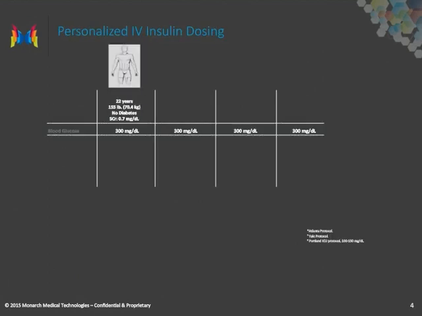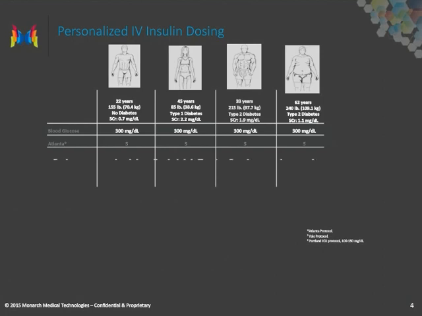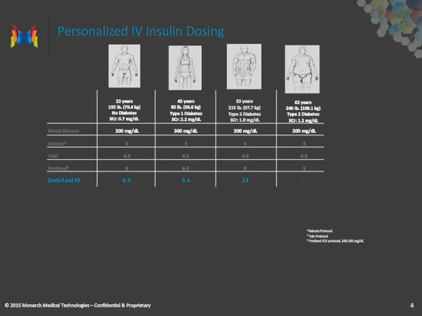To illustrate the individualization of the recommendations, we will review the initial dose calculation for 4 different patient profiles. The common factor in these patients is the initial glucose of 300 milligrams per deciliter. Note that the other protocols provide essentially the same starting dose for all of these patients. EndoTool takes into consideration specific patient factors, which results in optimization of the first dose.